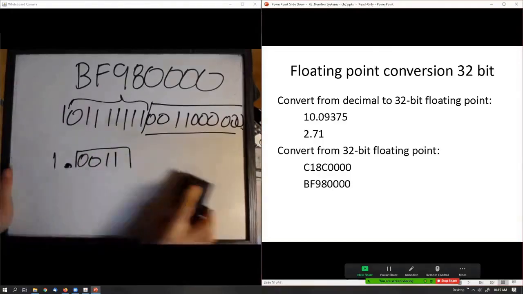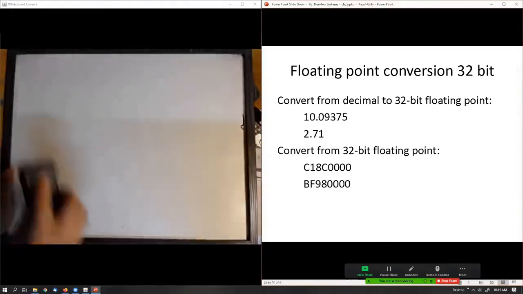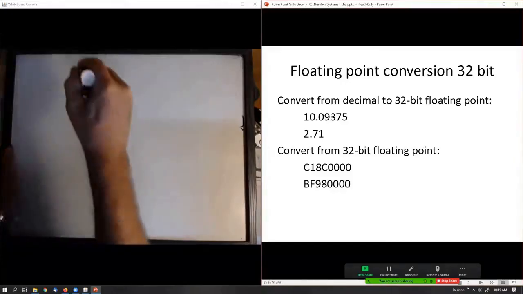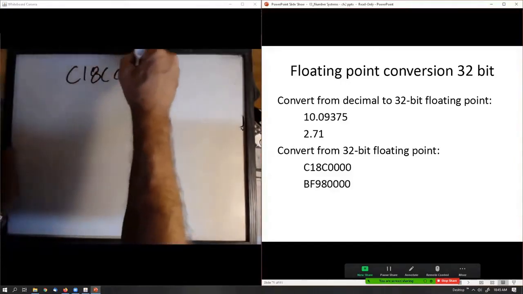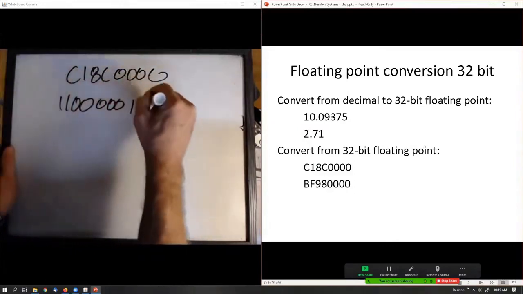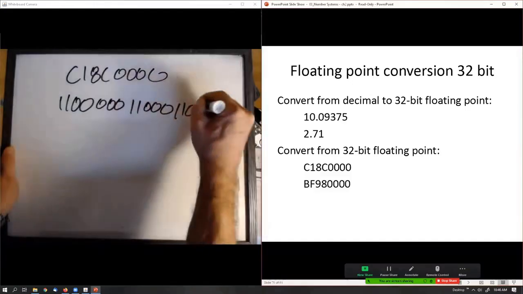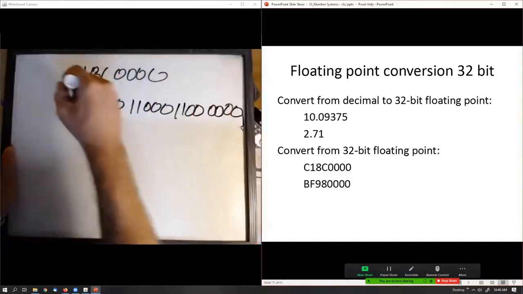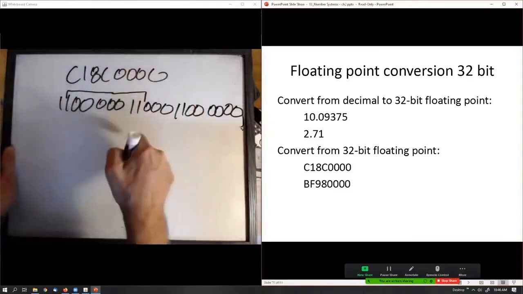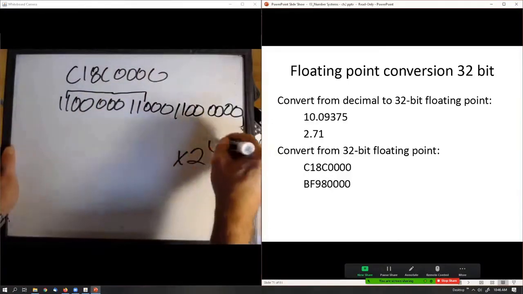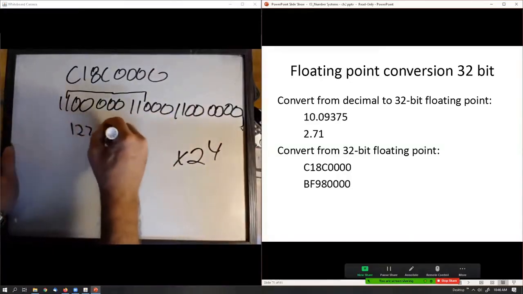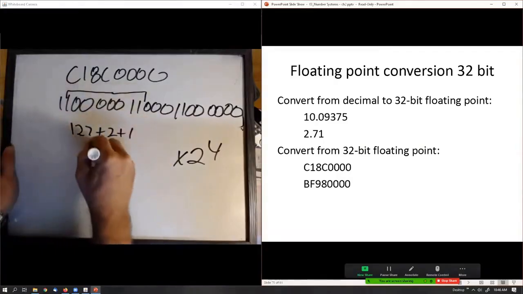Let's see how fast we can do the talking. Let's just go ahead and do it. Might be the same one. I don't know. C18C0000. So C is 1100, 1 is 0001, 8 is 1000, C is 1100, and then everything else is zeros. Figure out these 8. 1, 2, 3, 4, 5, 6, 7, 8. The exponent's 4 because that's 3. All right, so this is 127 plus 2 plus 1, which is 130.